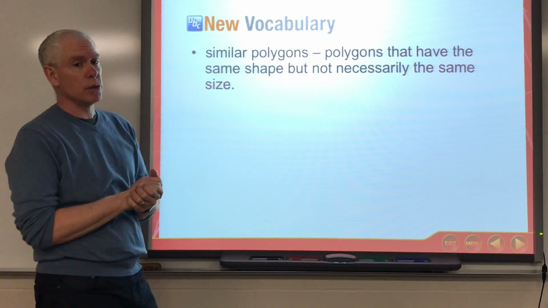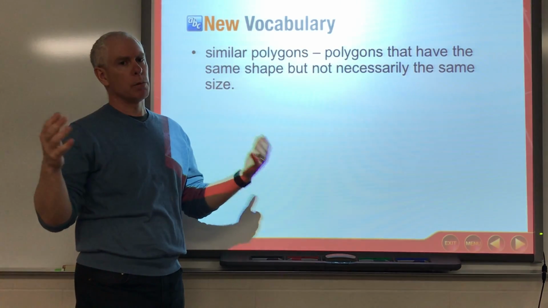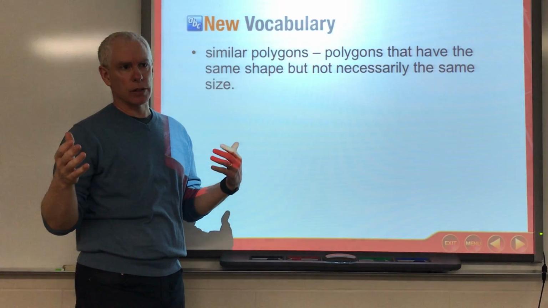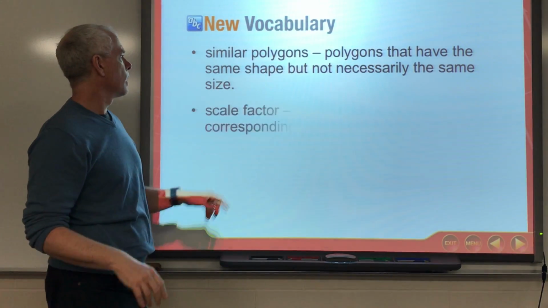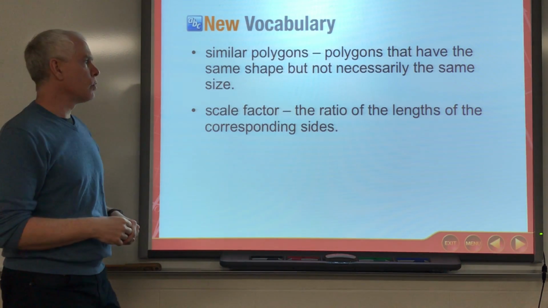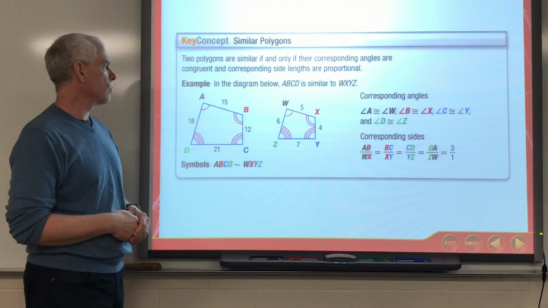What it boils down to is all of the corresponding angles end up being the same, but the corresponding sides are in proportion. So maybe this is twice as big as the other one, so everything's in the ratio of 2 to 1, okay? A scale factor is the ratio of the lengths of the corresponding sides, so that 2 to 1 that I was talking about a second ago.